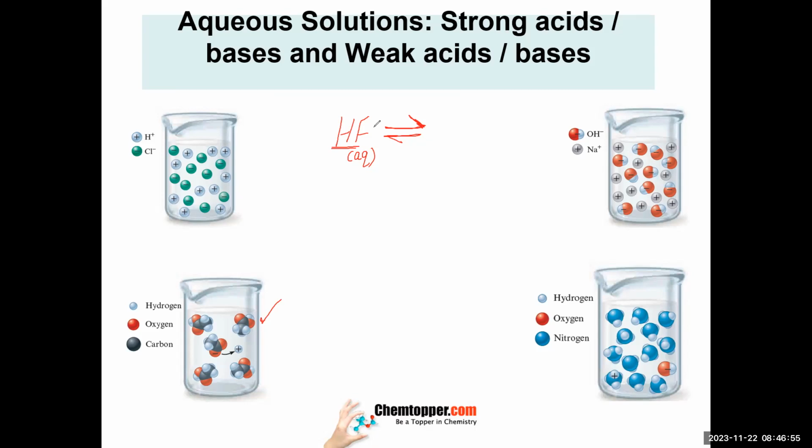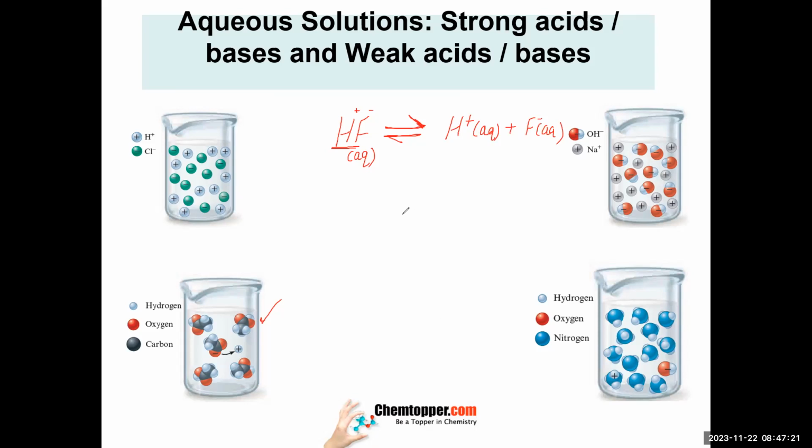What should I write when it dissociates? This hydrogen has 1 plus and fluorine has 1 minus. Yes, H plus aqueous and F minus aqueous.